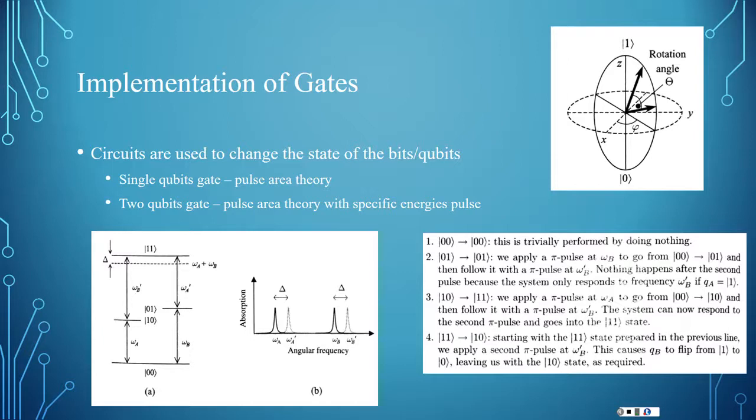So if these energies are correctly aligned so we don't get overlap, then we can easily address the four different states, and that will give us our logic gate. If we want to go from 0,0 up to 1,1, we have to do a full pi pulse at both A and B.